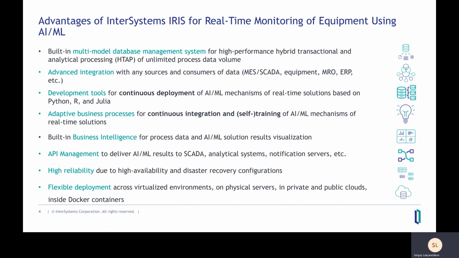The delivery of solution outputs to users can be implemented using extensible dashboards, a broad range of notification channels, email, instant messaging. Moreover, API management functions enable distribution of recommendations to SCADA and any other receivers that have dependency on user actions. InterSystems Iris platforms secure deployment of equipment monitoring solution upon any IT infrastructure, physical and virtual servers, private and public clouds.